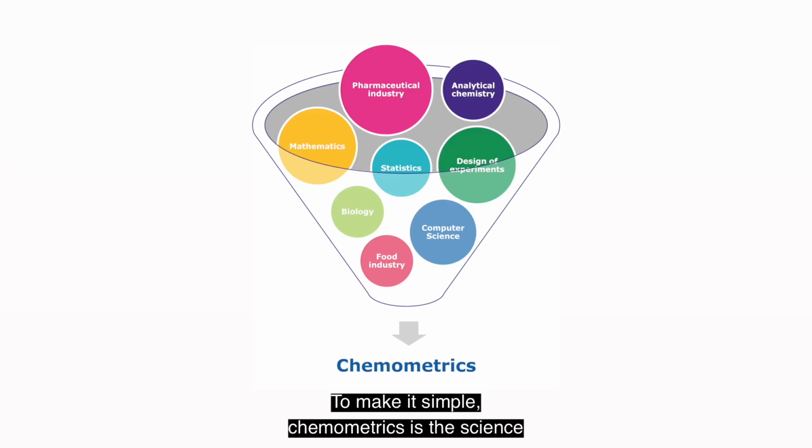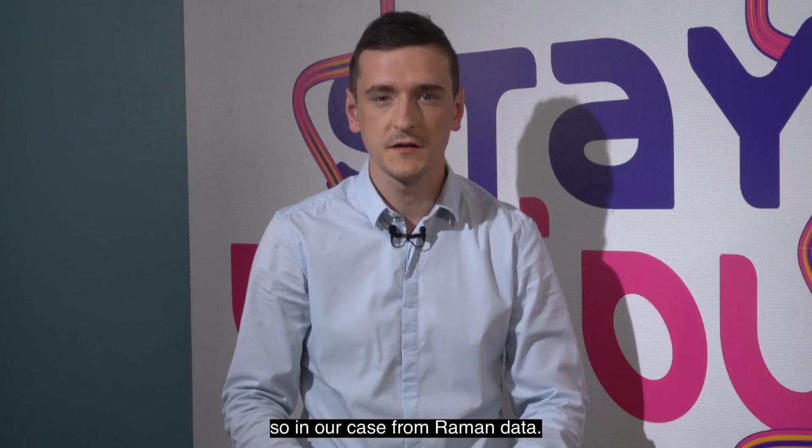To make it simple, chemometrics is a science of using mathematical, statistical and computer methods in order to improve the extraction of relevant information obtained from analytical data. So, in our case, from Raman data.